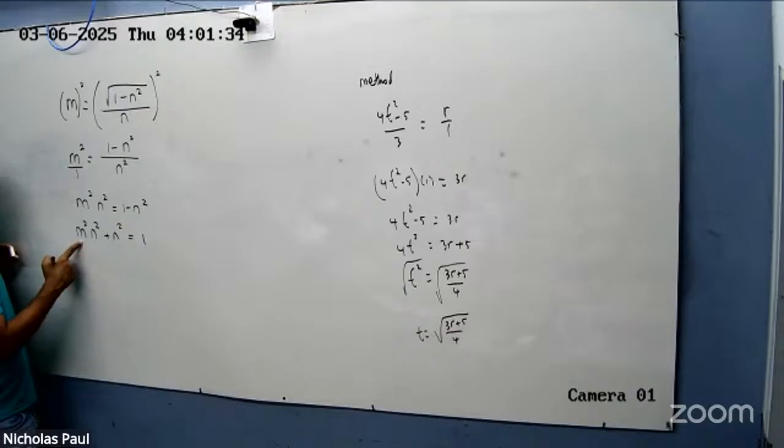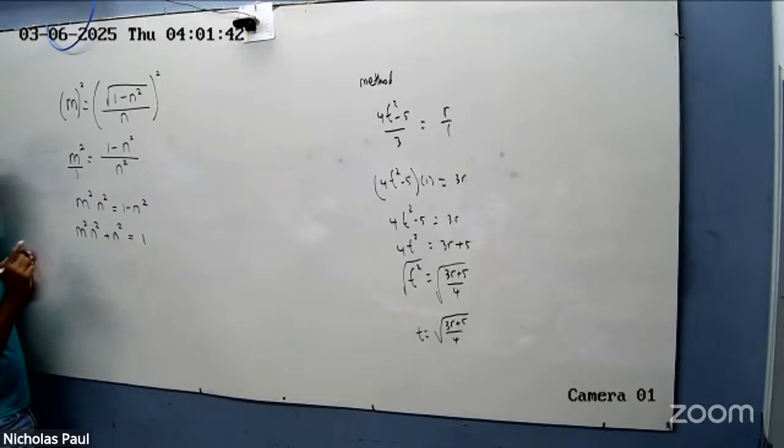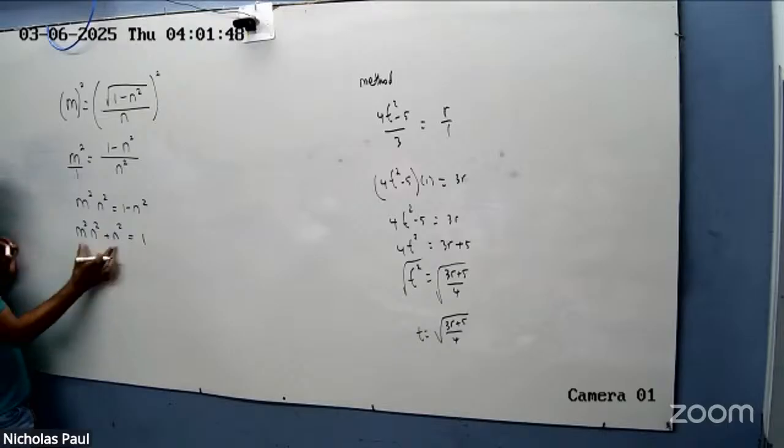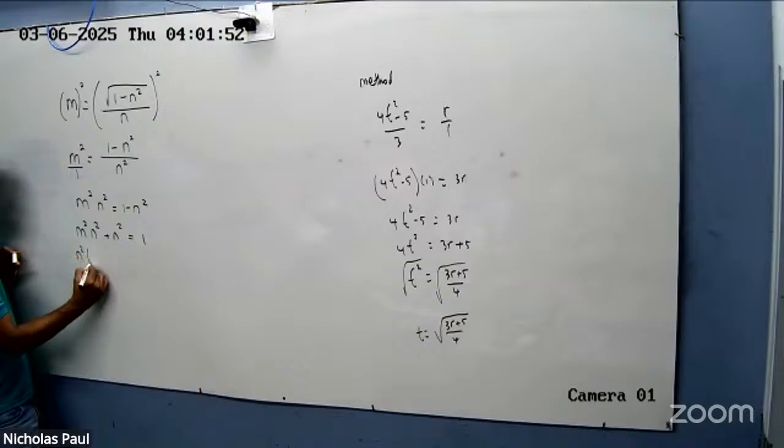You can't do it as yet. Before you do that, you can't add the squares yet. There are two different terms. I told you to do something when you bring the like terms together. What do you have to do? You have to factorize, right? So when you bring the like terms together, you factor out the n squared, and you will get m squared plus 1.